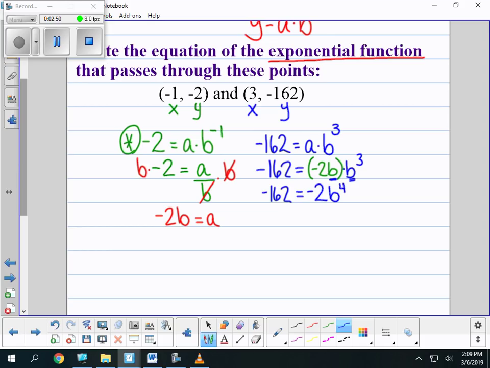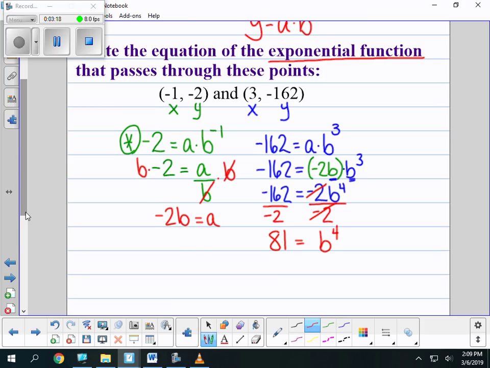So now I have -162 equals -2 times b to the fourth, and I'm going to start to solve this for b. The first step in solving is to divide both sides by -2. And when I do that, that will get rid of the -2 that's multiplying the b to the fourth, and it will leave me with b to the fourth. -162 divided by -2, negative divided by negative is a positive, so I would now have positive 81.